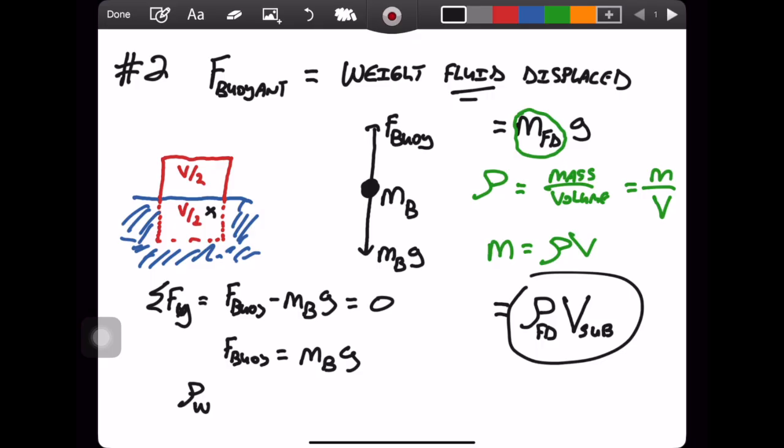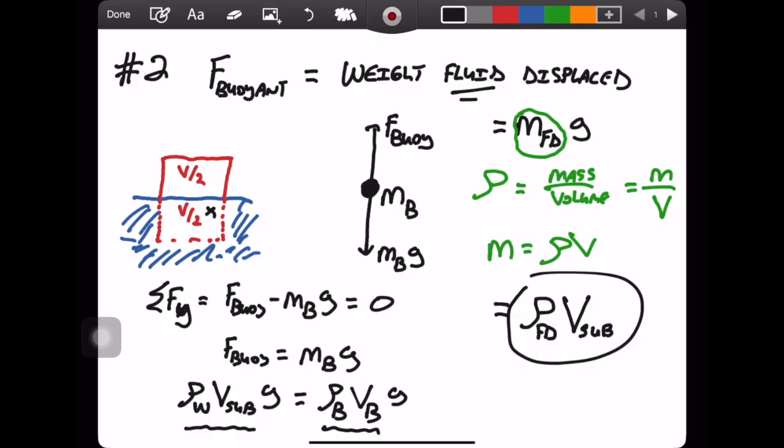It's going to be equal to the volume of the block that is submerged times g. This is just rho times V, a fancy way of writing m. And that is equal to the density of the block times the volume of the block times g. This is just a fancy way of writing the mass of the block.